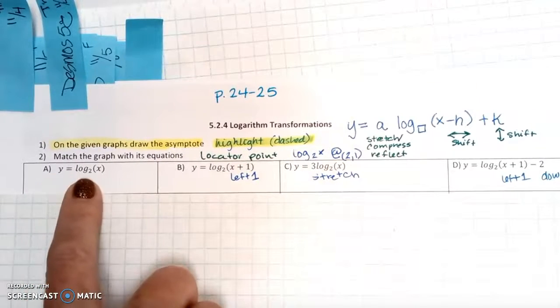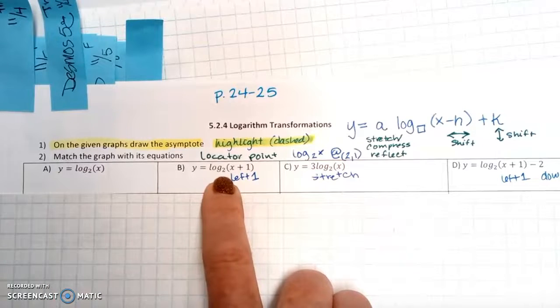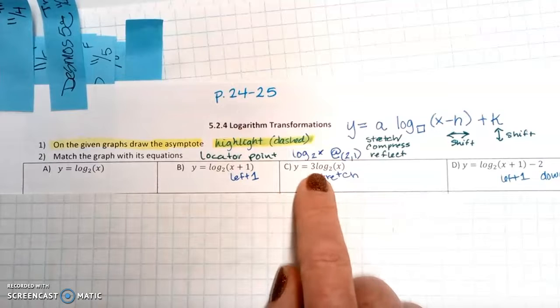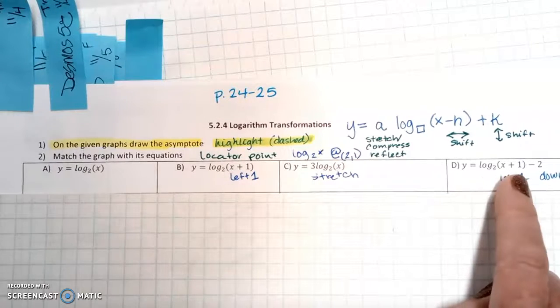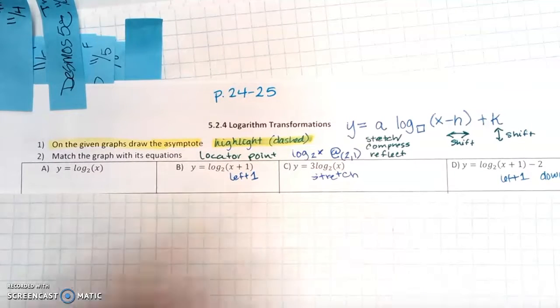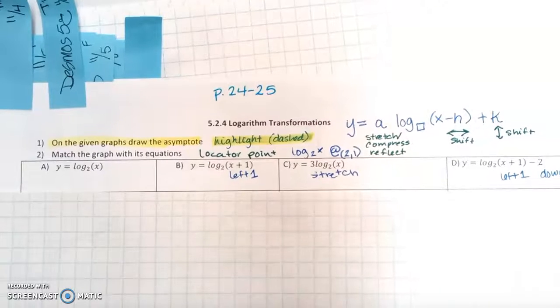Choice A is log base 2 of x. Choice B is log base 2 of (x plus 1). Choice C is 3 times log base 2 of x. And choice D is log base 2 of (x plus 1) minus 2. Okay? The goal is to do this without Desmos, but if you want to come back at the end and you need to just check 1 or 2, you can obviously use your Desmos.